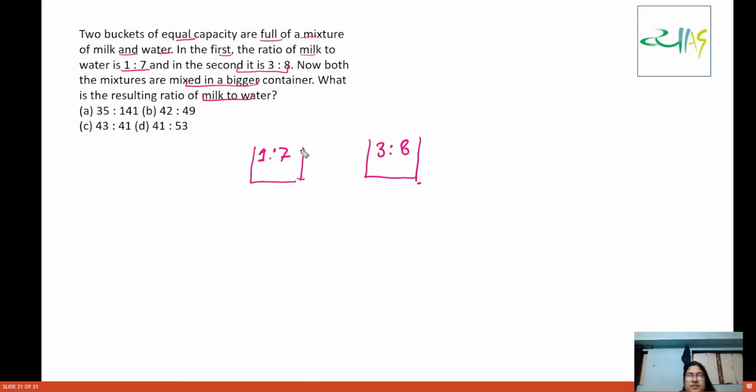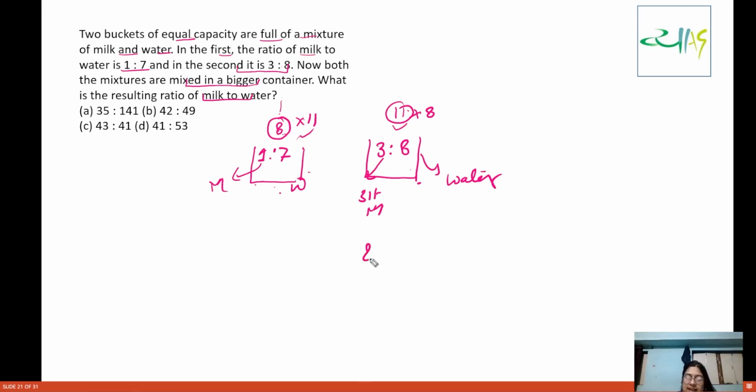So because these are of equal capacity, let us find what is the equal capacity for them. If you are taking 8 liters from here, then you will get 1 liter of milk and 7 liter of water. If you are taking 11 liters from here, you will be getting 3 liters of milk and 8 liters of water. Now we have to make these two buckets of equal quantity. So we will have to multiply 11 here and 8 here, because both of these are co-prime numbers. So basically we took its LCM only.